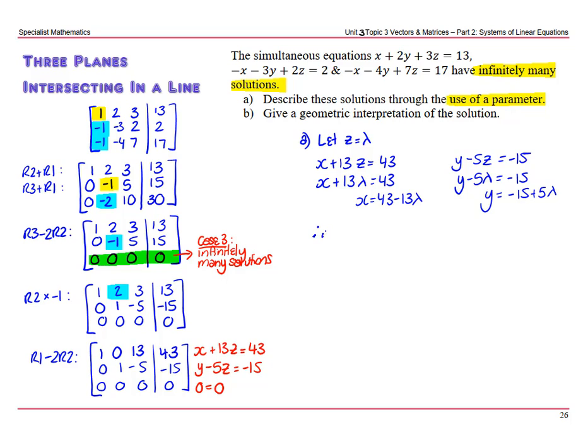So therefore, we have x equals 43 minus 13 lambda, y equals negative 15 plus 5 lambda, and we have z equals lambda. Part B, give a geometric interpretation of the solution. The equations represent three planes that intersect along the line given by the parametric equations x equals 43 minus 13 lambda, y equals negative 15 plus 5 lambda, and z equals lambda.